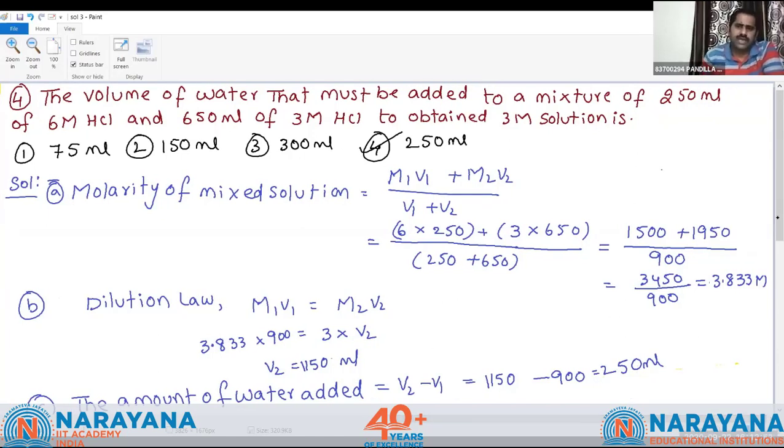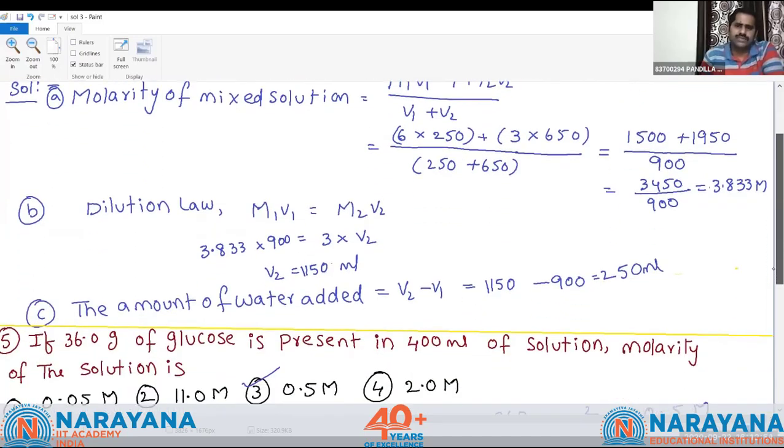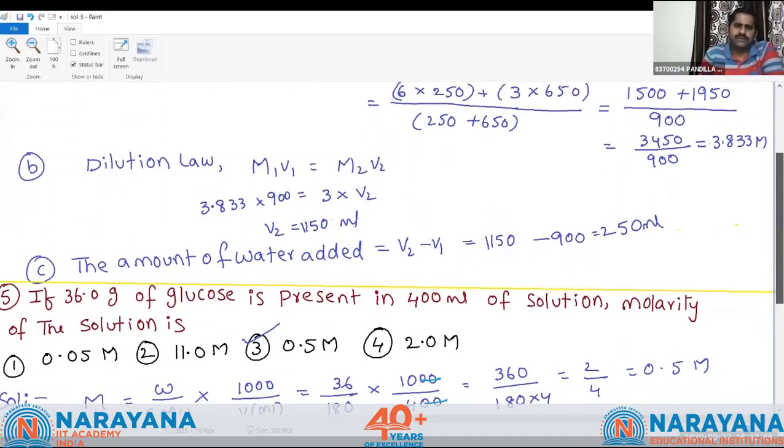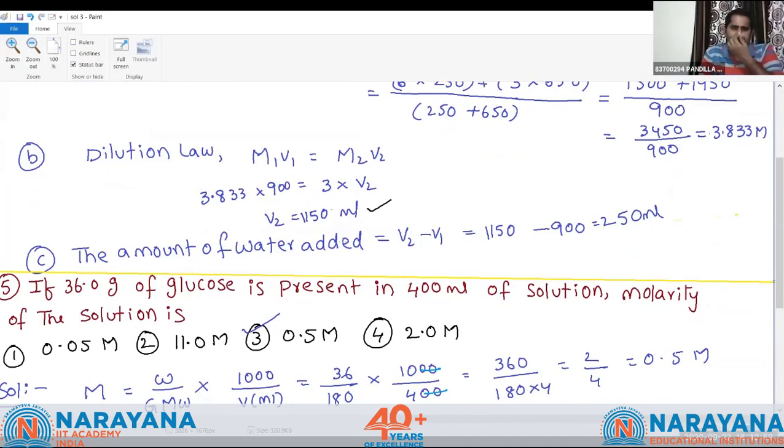Next, I used another formula, the dilution law: M1V1 is equal to M2V2. By substituting the values, we got V2 is 1150 ml. So the amount of water added is V2 minus V1. So we got the answer 250 ml.